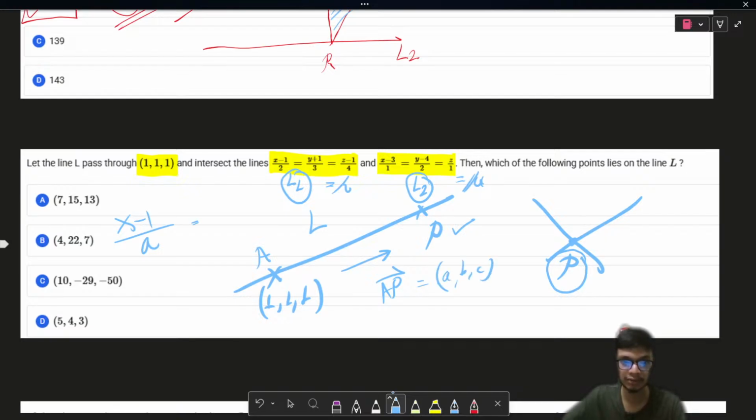So it should be (x − a)/A = (y − 1)/B = (z − 1)/C. From this, if you try to solve the problem, I know it's a bit like a calculation problem. However, the questions of 3D geometry are more like calculations only, so you don't have to worry a lot.